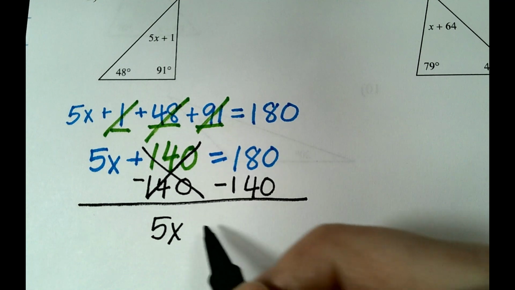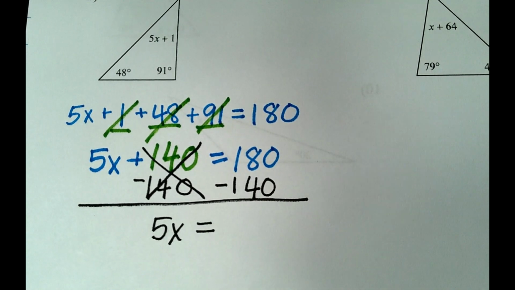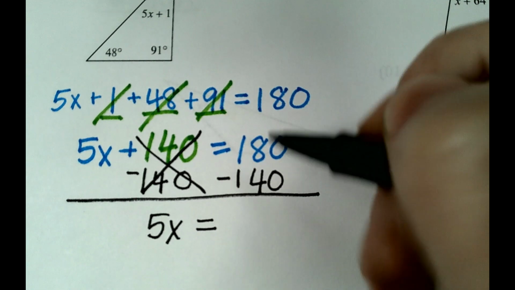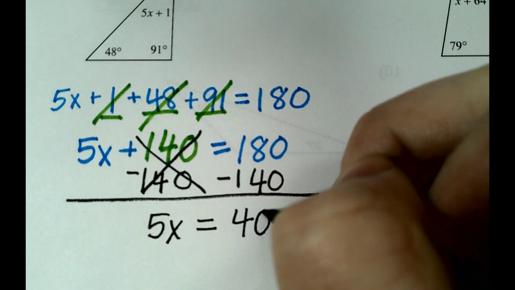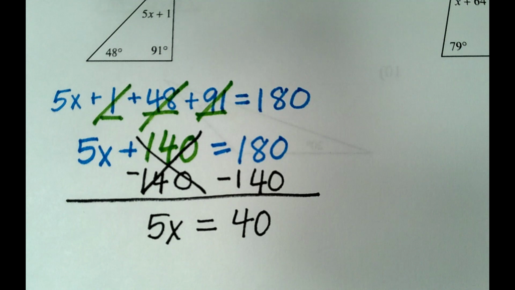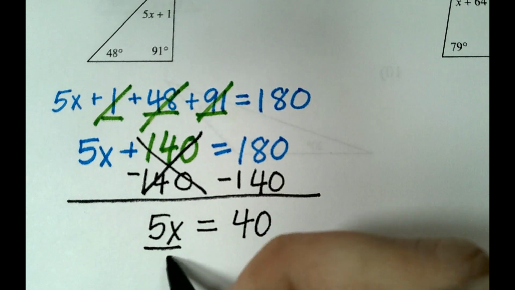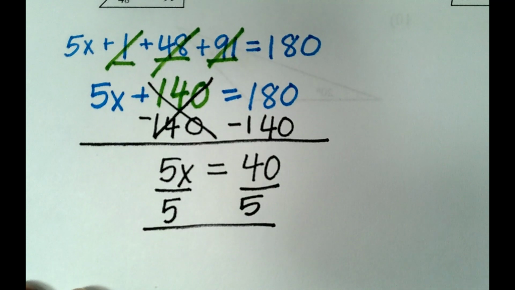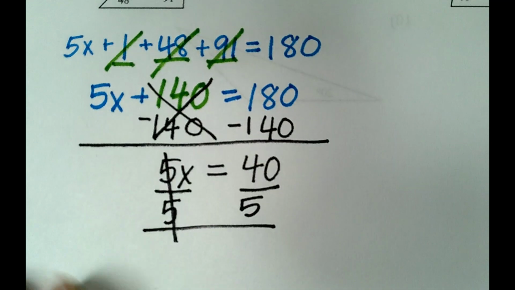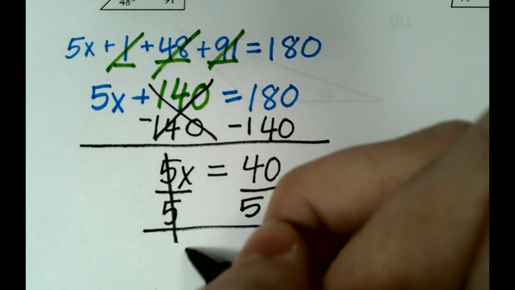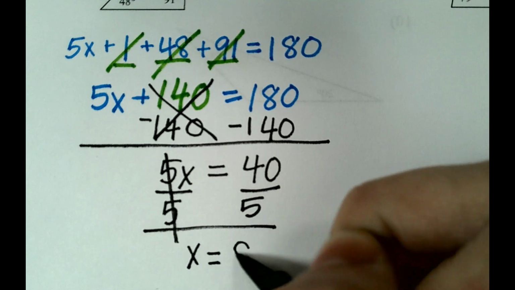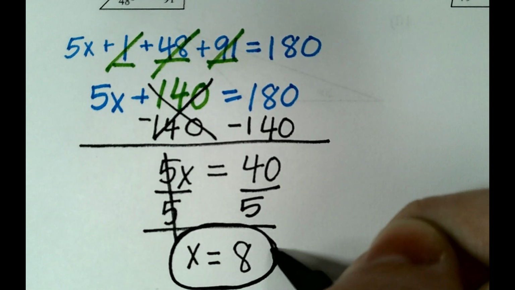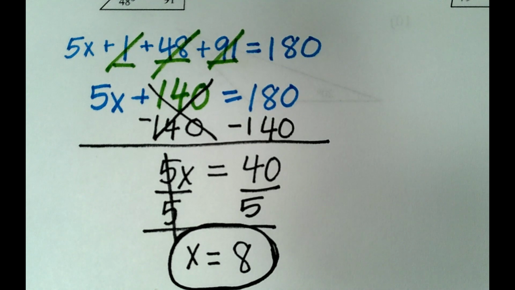5x equals 40. Yes, 180 minus 140 gives us 40. And then divide by 5 on each side, 5 by 5. X equals 8. Good. Good job. Very good.